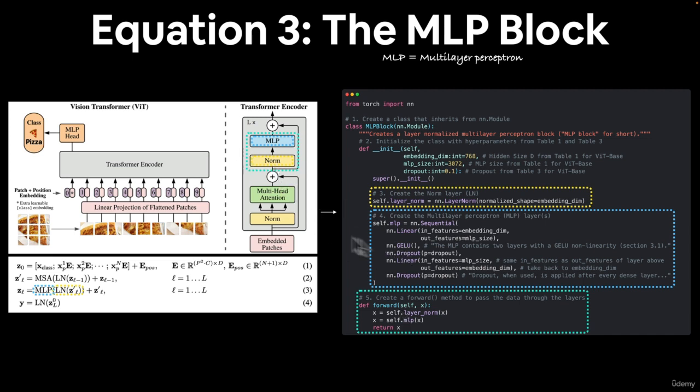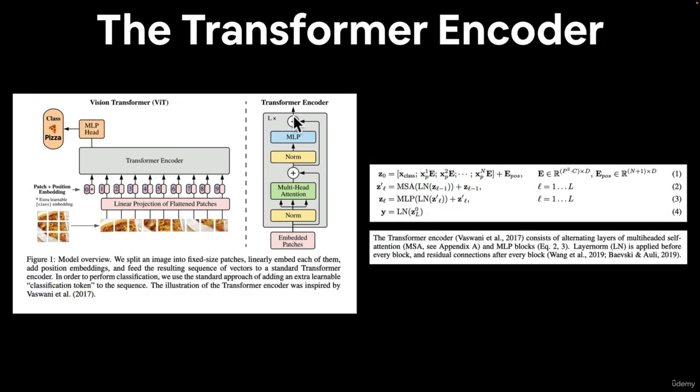But there is still something missing from both of our MSA and MLP blocks, and that is the residual connection. Now, you might want to think about how we could implement a residual connection in the forward method here, in both the MLP and the MSA block, or we could implement it when we create the overall transformer encoder. So now let's map this.